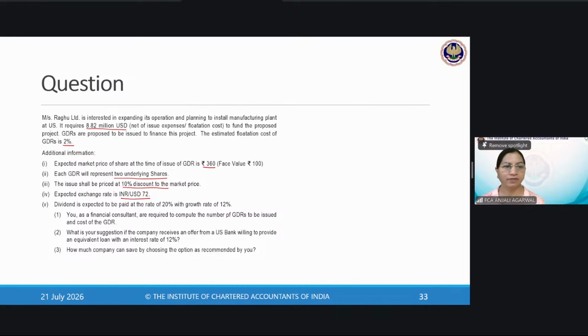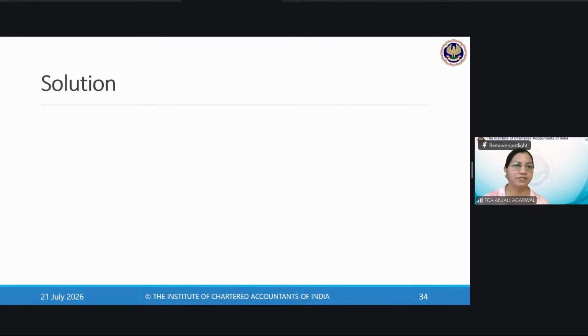First, we'll ignore the dividend part. We'll come to it later because that will be relevant to calculate the cost of issuing GDRs. But let's first find out how many GDRs we will get, and how you will manage that. So you, as a financial consultant, are required to compute the number of GDRs to be issued and the cost of GDR. So I'll take the first part only of this part one. How many GDRs?